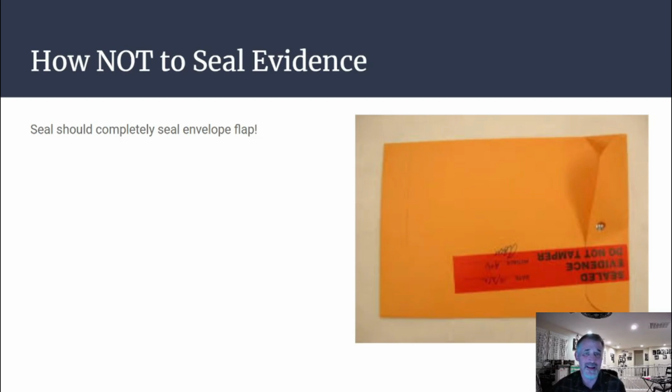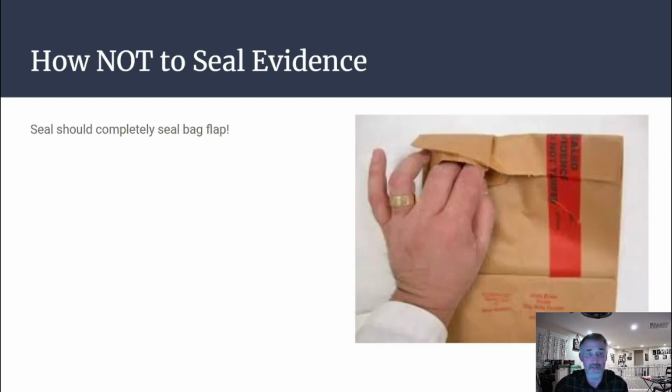So here's a couple of how not to seal evidence. If you take a look, the seal should completely seal the envelope flap. So if you put it on here, even if you put two of them on there, that's not good enough. The evidence seal should actually be going along the edge and even wrapping around the back of the envelope. And I'm going to show you a good one in a couple of slides.